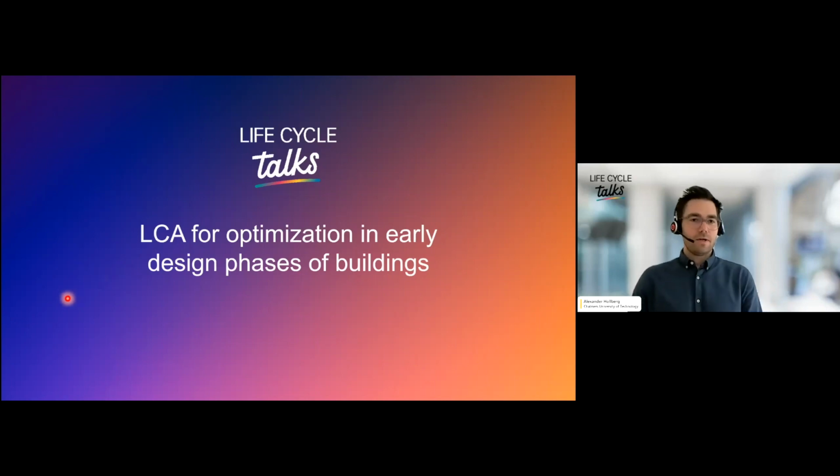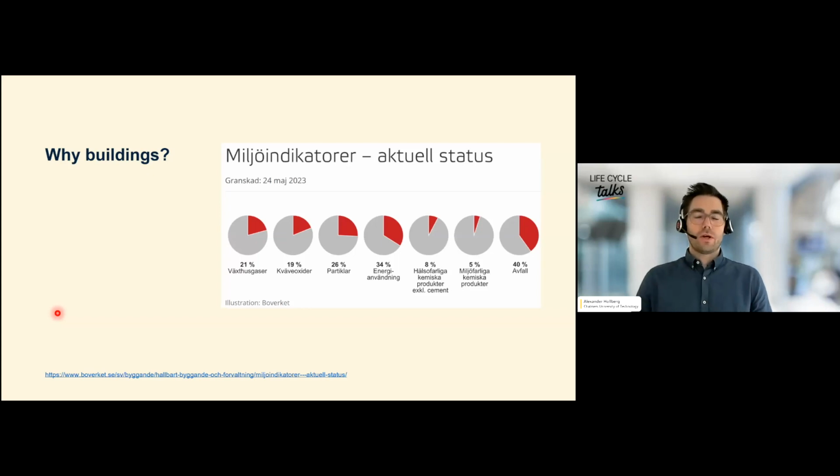I'd like to start by zooming in a bit on the title and ask, why is it actually worth looking at buildings? Well, if we look at the Swedish case, we see that buildings and the construction sector are responsible for about 21% of the greenhouse gas emissions, but also a lot of other environmental impacts. For example, 40% of the waste comes from the construction sector. And looking globally, these numbers are even higher. So this means we as actors working with buildings in the construction sector have a big responsibility, but also a big potential to improve things.